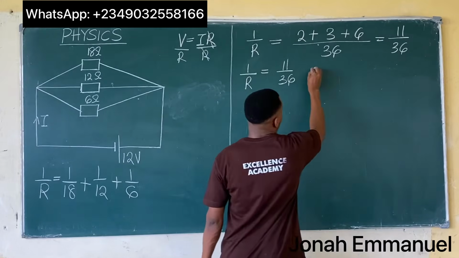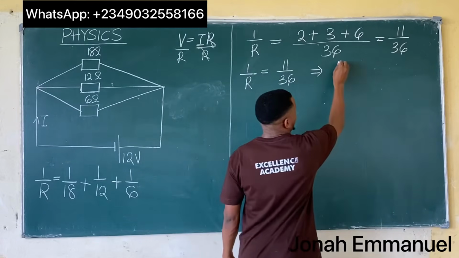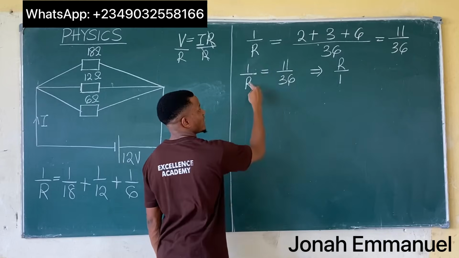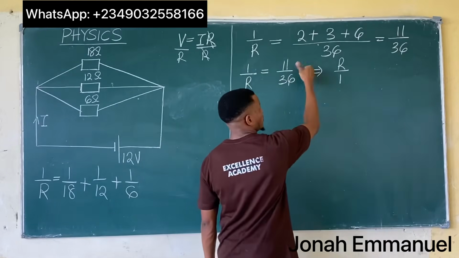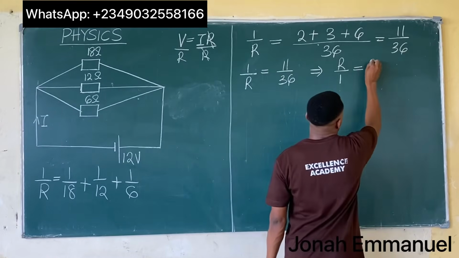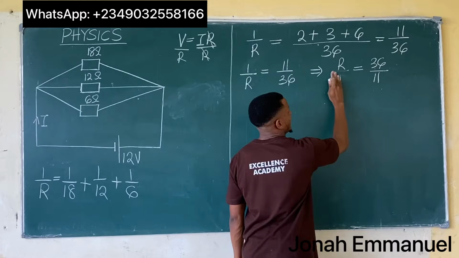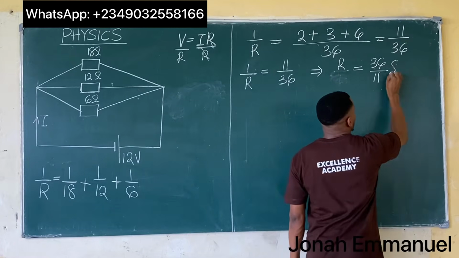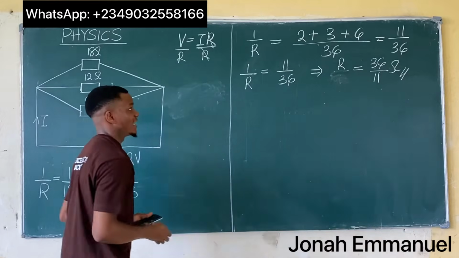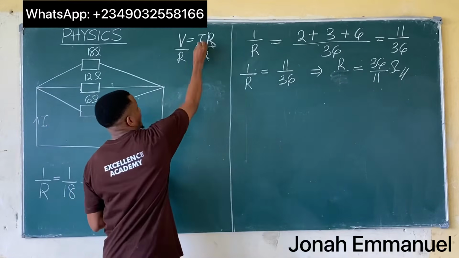That means from here, to get R, I'll simply invert it. If I invert it, it becomes R over 1. Also switch this one here. It becomes 36 over 11. So I'm having R equal to 36 over 11. So that means the equivalent resistance R is equal to 36 over 11 ohms. So with this now, I've gotten the value of R. My next task is to find I.